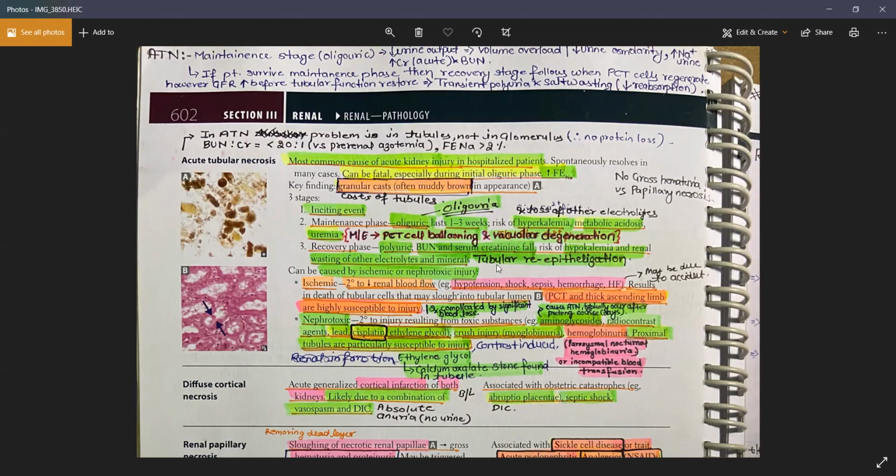And you also need to maintain proper hydration in the recovery phase, because the patient becomes dehydrated because of this polyuria. Otherwise, the patient will die.